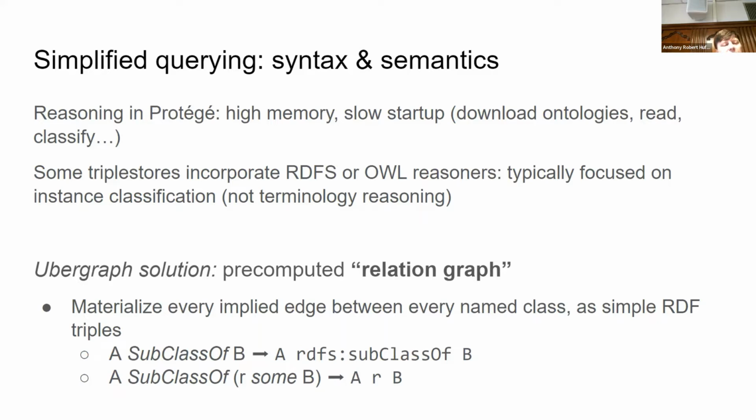And if it's inferred that A is a subclass of an existential restriction, like R some B, which is how all those relationships are represented in OWL, then for everything of that form, it puts in a simple triple A, R, B. And it does that for every possible inference. And so there's no reasoning that has to be done at query time.